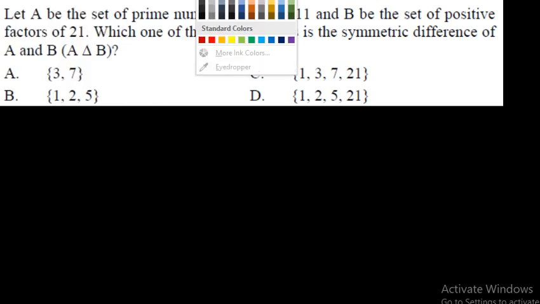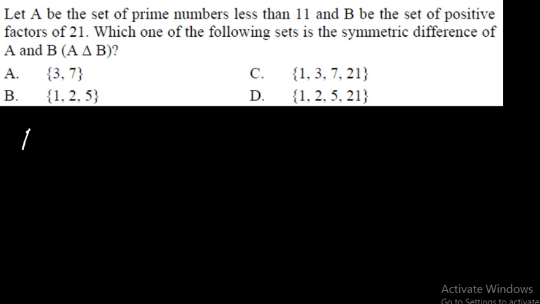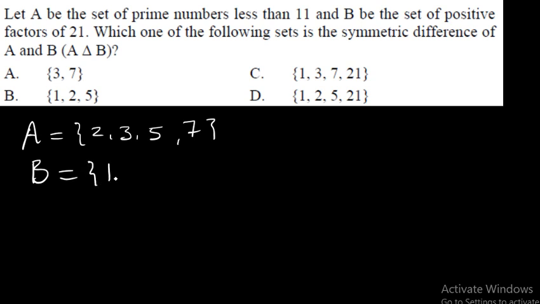Let us extract set A. It says prime numbers less than 11. Those numbers are 2, 3, 5 and 7. These are the prime numbers which are less than 11. It doesn't include 1 because 1 is neither prime nor composite. And the second set B is the positive factors of 21. The factors of 21 are 1, 3, 7 and 21 itself.